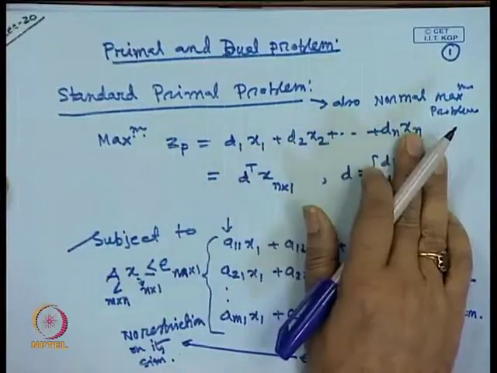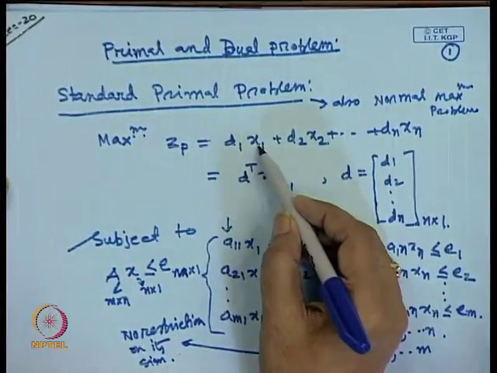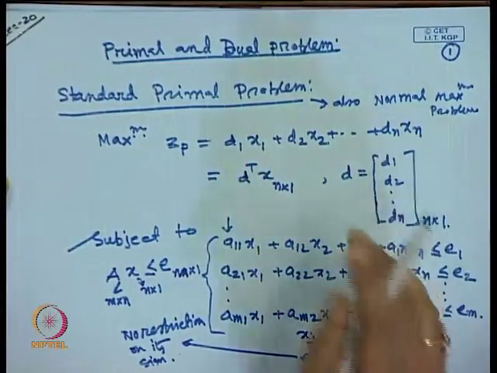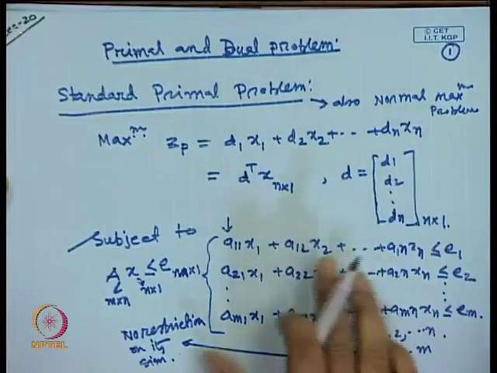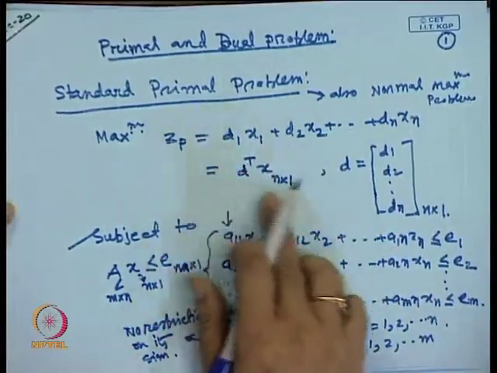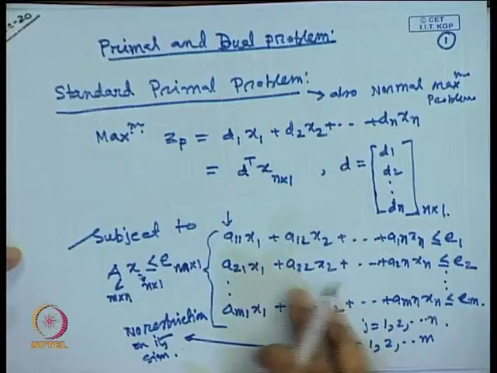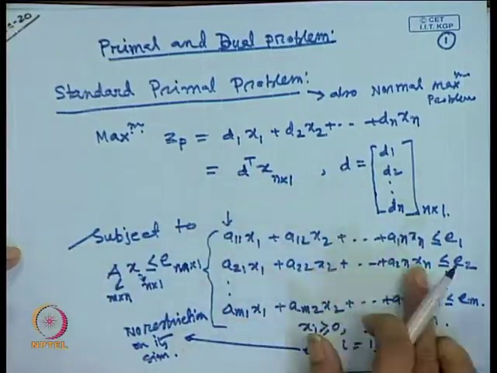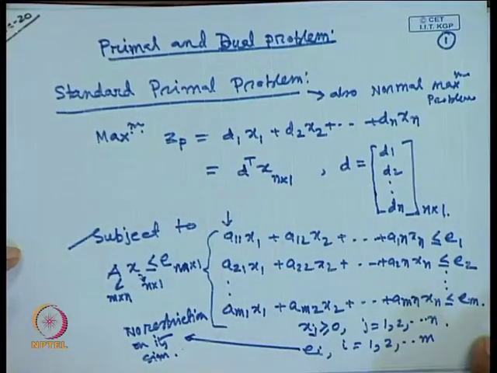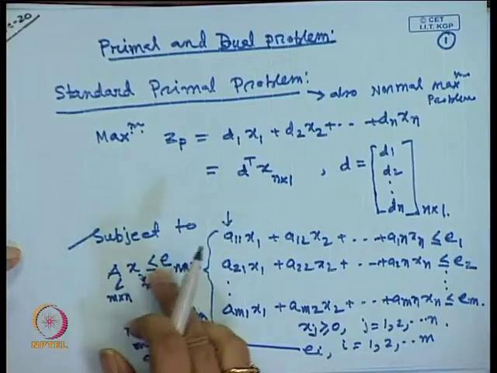So last class we discussed the primal and dual problems. The standard primal problem is like this: maximize a linear function, where x1, x2, ..., xn are the design variables, which you can write in vector form like this, subject to a set of linear inequality constraints, which you can write as Ax less than or equal to e.